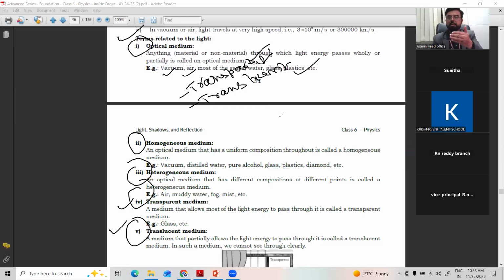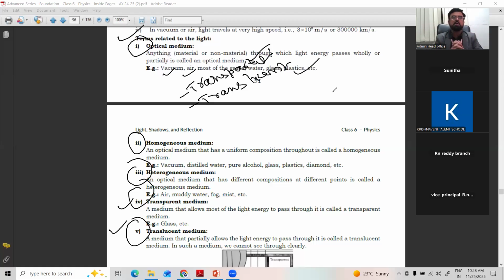For example, take butter paper, oil paper. Take oil, apply oil to one paper and pass the light. It won't pass completely. Only some passes. You can correct on the screen. They are translucent. Right? So both transparent and translucent together are called optical mediums, which allow the light to pass through them, whether completely or partially or slightly, no matter.